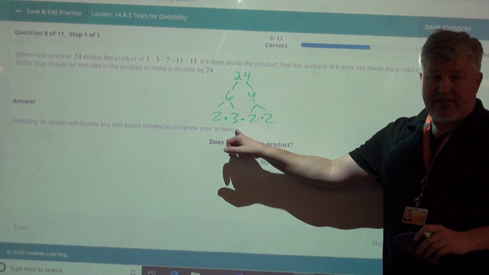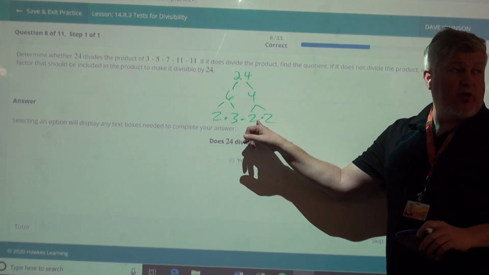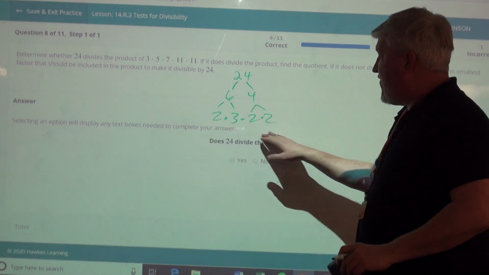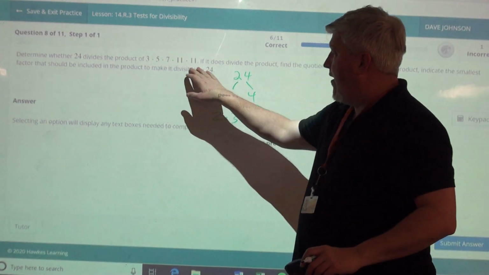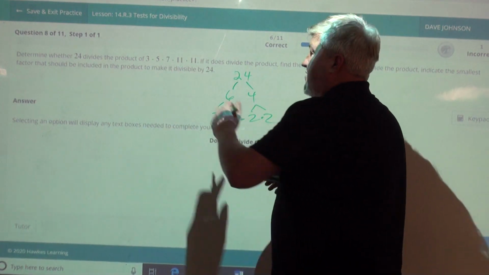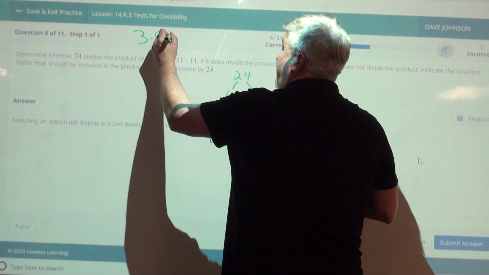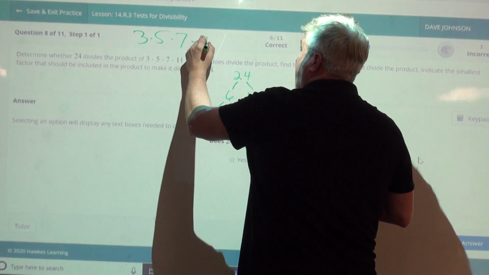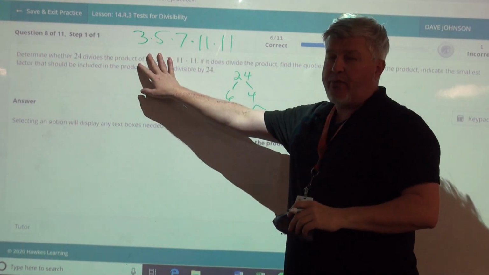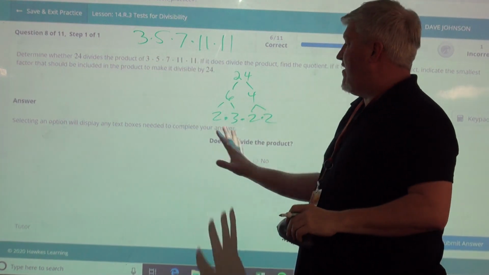2 times 3 is 6. 6 times 2 is 12. 12 times 2 is 24. So I'm looking for these factors up in this line of numbers. Can I factor any of these numbers? It's 3 times 5 times 7 times 11 times 11. Those are all prime numbers. They're all prime. You can't factor them.